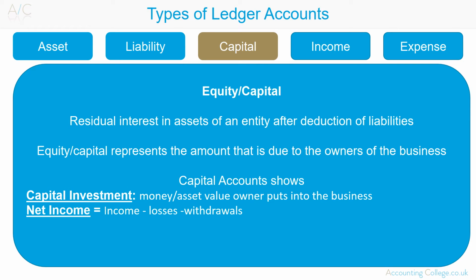Capital investment is the money or asset value owners, or investors put into the business, for example, in order to start the business. And net income from the organization's operations. Net income is the income from operations less losses from operations, less any withdrawals made by the owner, owners, or investors for personal use. Capital accounts show the net change in the asset ownership of an organization. Basically, the capital account contains the value of how much the organization owes to its owners.